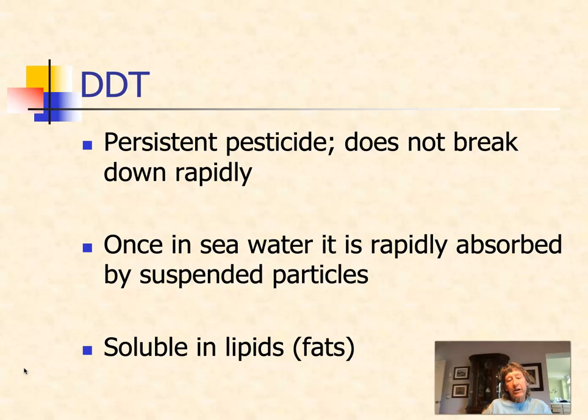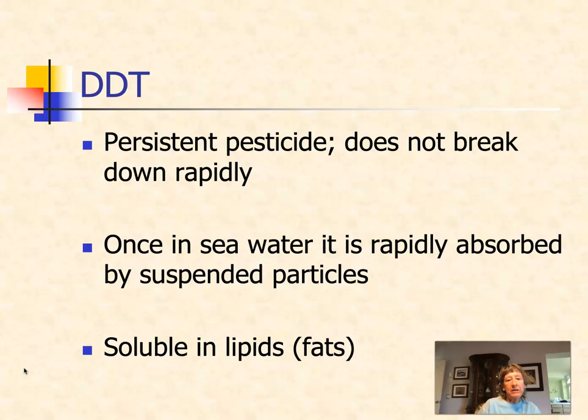DDT is a pesticide. A pesticide is something that is used to kill insects. And DDT is considered a persistent pesticide because it doesn't break down rapidly. DDT was once used widely before it was understood how toxic it was and what a problem it was when it got in the food chain. And in fact, when it was originally used, it was considered a miracle chemical because when it was used in Africa, mosquito populations went down, and with that, malaria went down significantly.